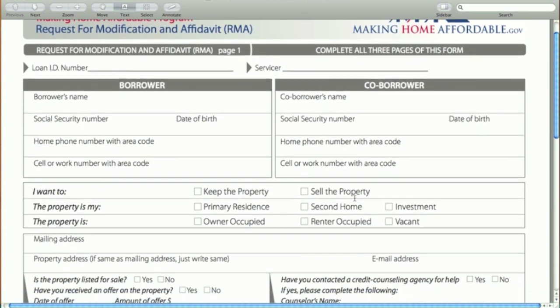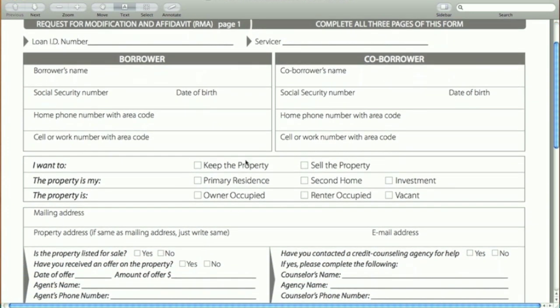Now, here's a little area here where it talks about keeping the property versus selling it. If you definitely want to keep the property, say that you want to keep the property, because in many situations, the lenders, what they want to do is they'd rather sell your property. And if you're telling them right now that you'd rather sell the property, but you would consider a loan modification, in many situations, they just say, well, forget it then. We're just going to go ahead and sell it.